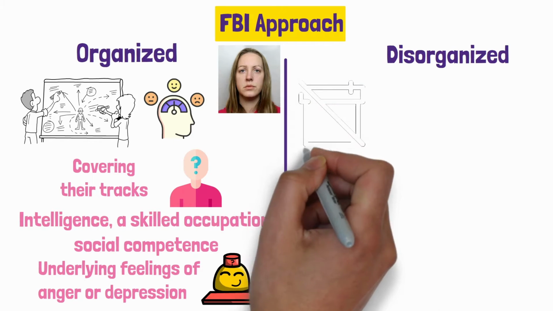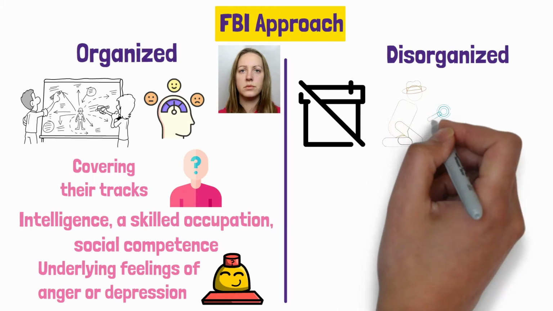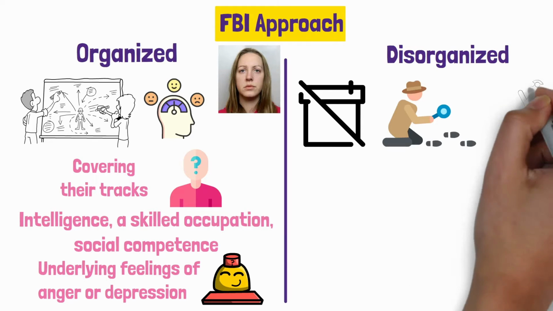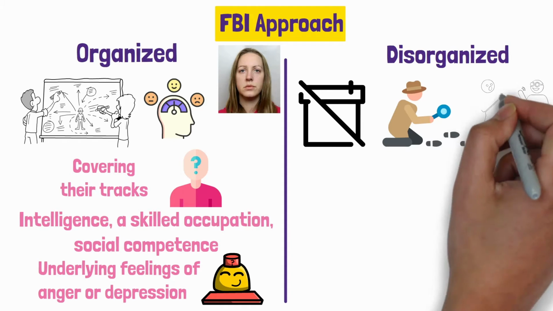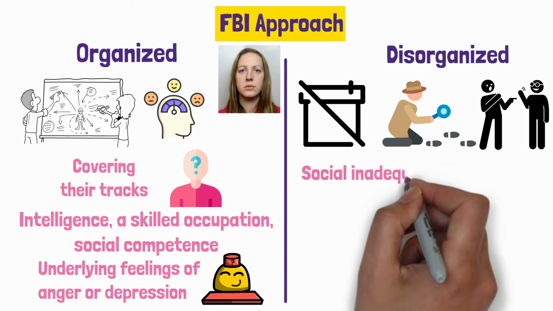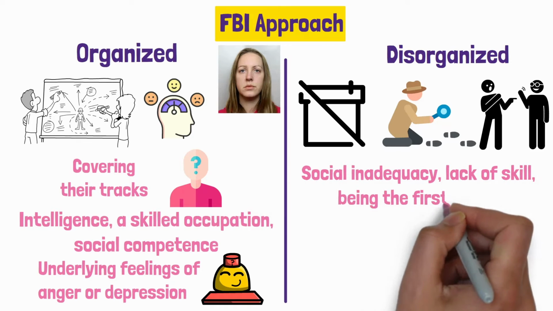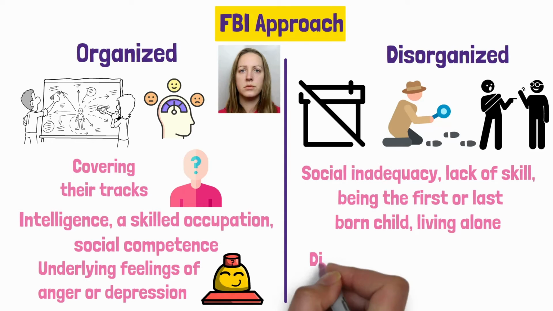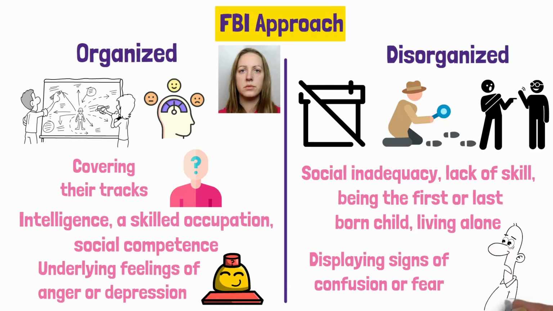On the flip side, we have the disorganised offender. Their crimes are usually unplanned, haphazard, and often leave clues behind. They're more likely to know their victims personally. Disorganised offenders exhibit characteristics such as social inadequacy, lack of skill, being the first or last born child, living alone, and sometimes displaying signs of fear or confusion.